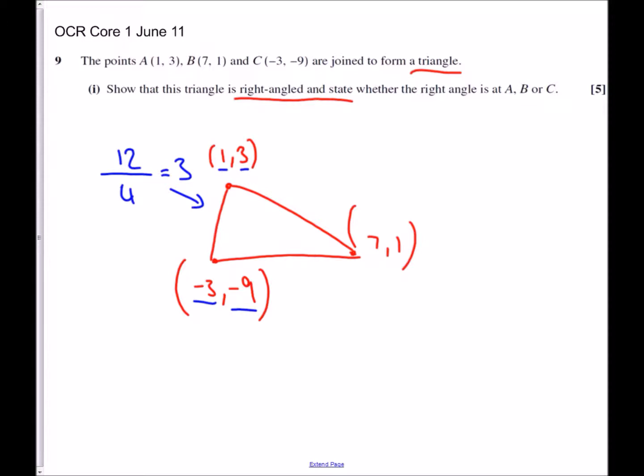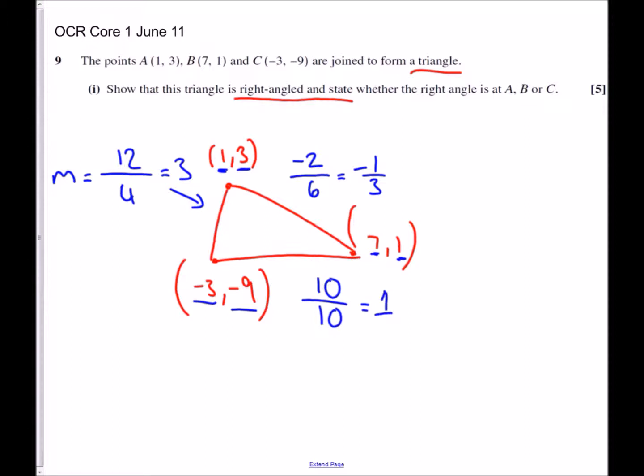In the exam, I would expect you to show more working, so to state that you're doing the change in y over the change in x, you might want to put m to show that you're finding the gradient. Here, I'm starting at 3 and I'm going down to 1. So that is -2, I'm going down 2. And I'm at 1 and I'm going to 7, so I'm going across +6. So this is -1/3. And then my final gradient, I'm starting at -9 and I'm going up to 1, so I'm going up 10. And then my other one, I'm starting at -3, I'm going across to 7, so I'm going across 10. So this is a gradient of 1.